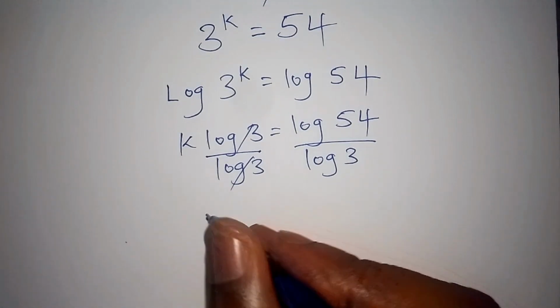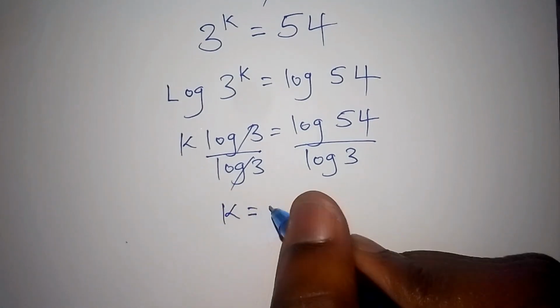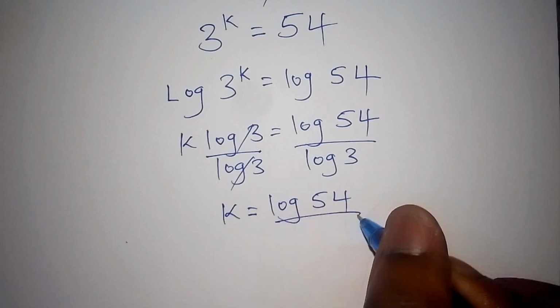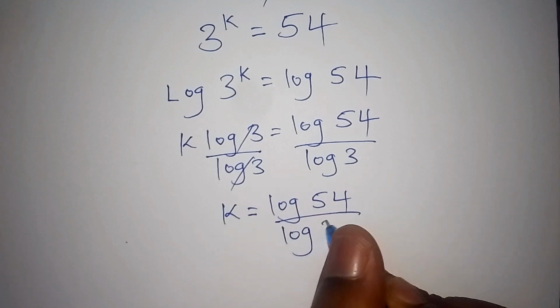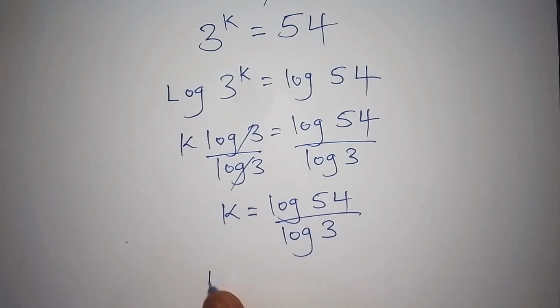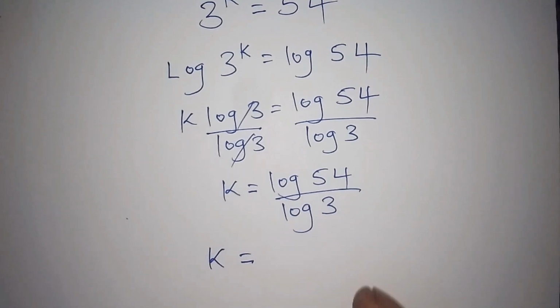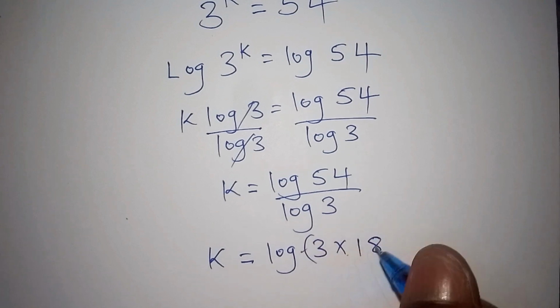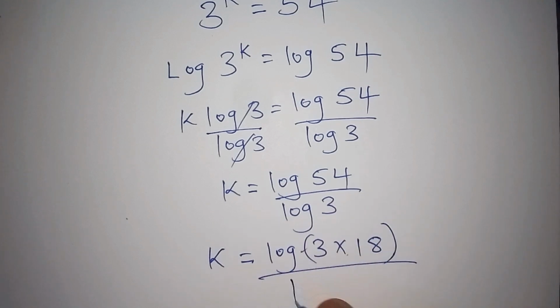Now we can conclude and say that k is equal to the log of 54 all over the log of 3. We don't stop here. We can still factorize the log of 54. So k is equal to, the log of 54 can also be written as the log of 3 multiplied by 18, all over the log of 3.